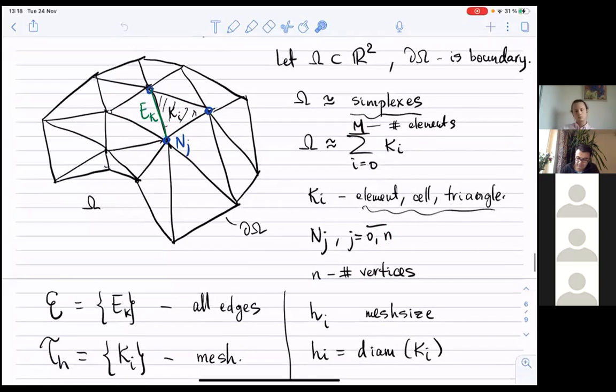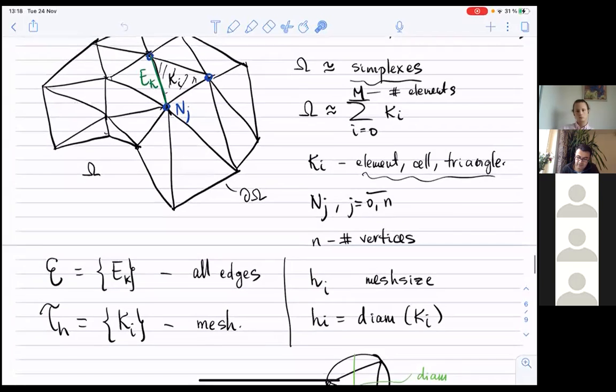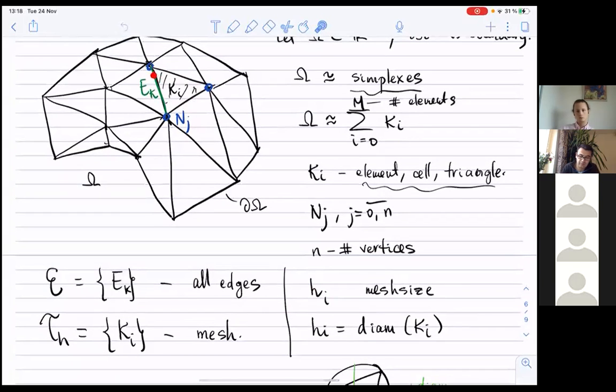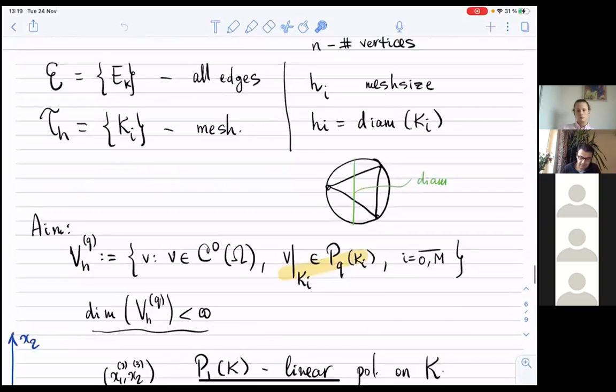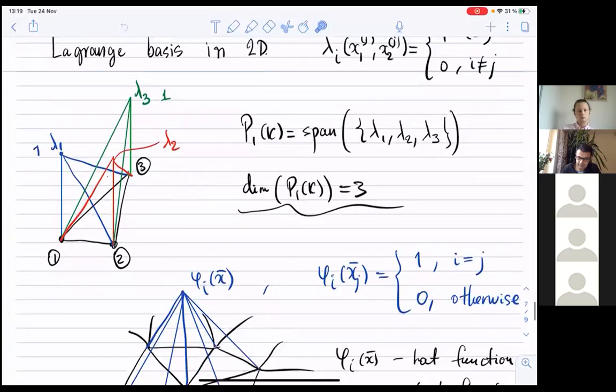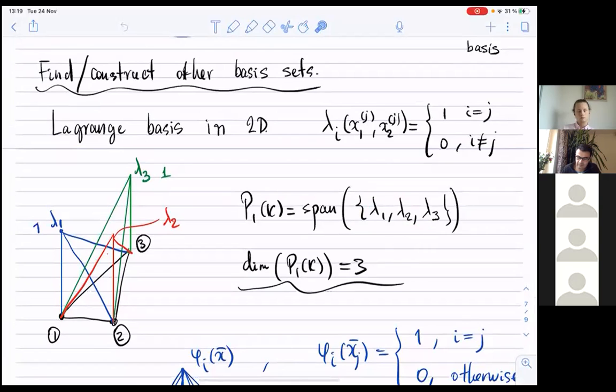Okay, then we define some mesh size. There is no unique way of defining mesh sizes in 2D. One of the possible ways, we could just take the diameter of the outer circle for this triangle or something like that. So we discussed and we said that we can use these Lagrange elements.